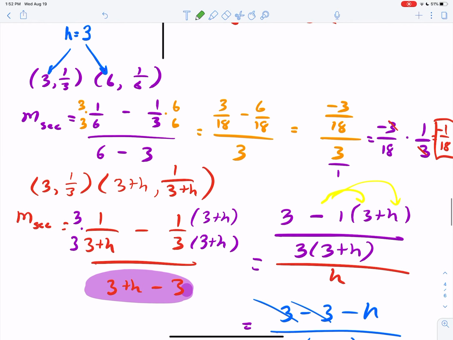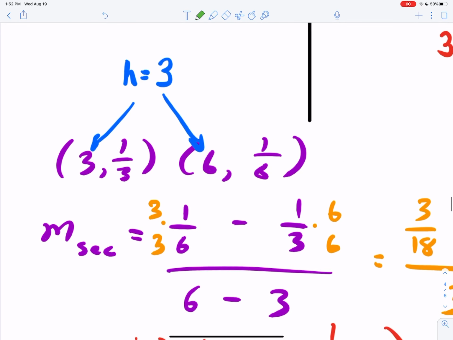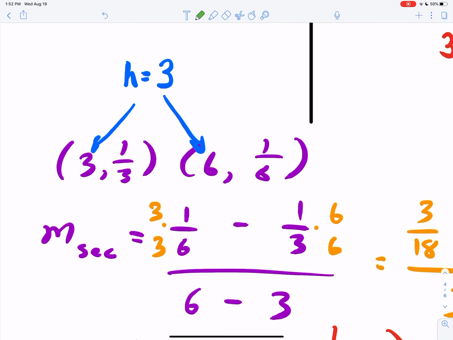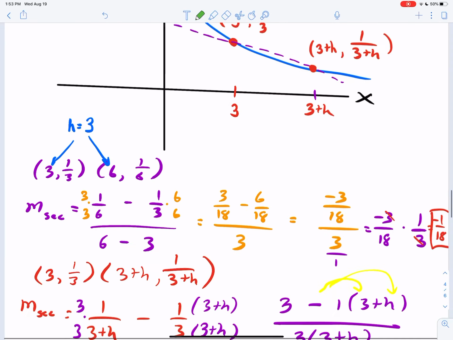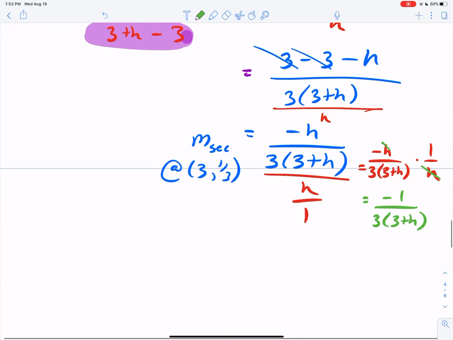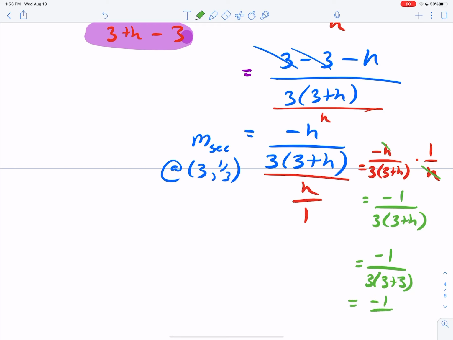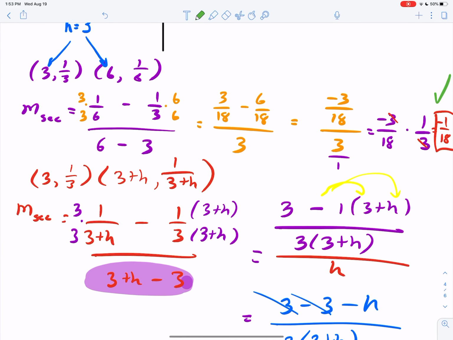Okay, so going back, remember 3 and 6 has a horizontal distance of 3. So if h is 3 here, if I plug that in, I'll actually get negative 1 over 3 times 3 plus 3, which comes out to negative 1 over 18, which is exactly what I got right here.